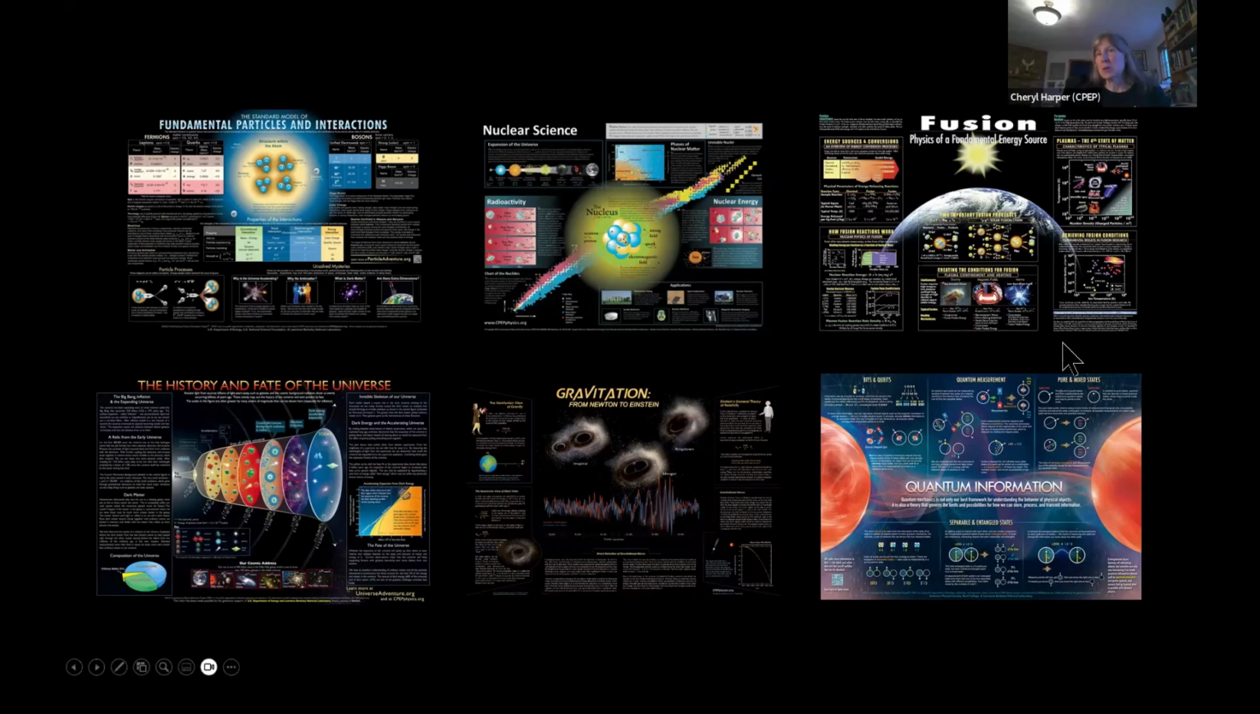Katrina and I chose to start today with the fusion chart and have the first workshop with fusion because we also present at the American Physical Society meeting every year for the Teachers' Day. And so we have quite a few activities and videos and so forth built up for that. So we also have the history and fate of the universe, gravitation, and quantum information charts. Again, all available with resources and pictures of the chart on our website, but also available on Amazon if you want to buy a physical copy of them.